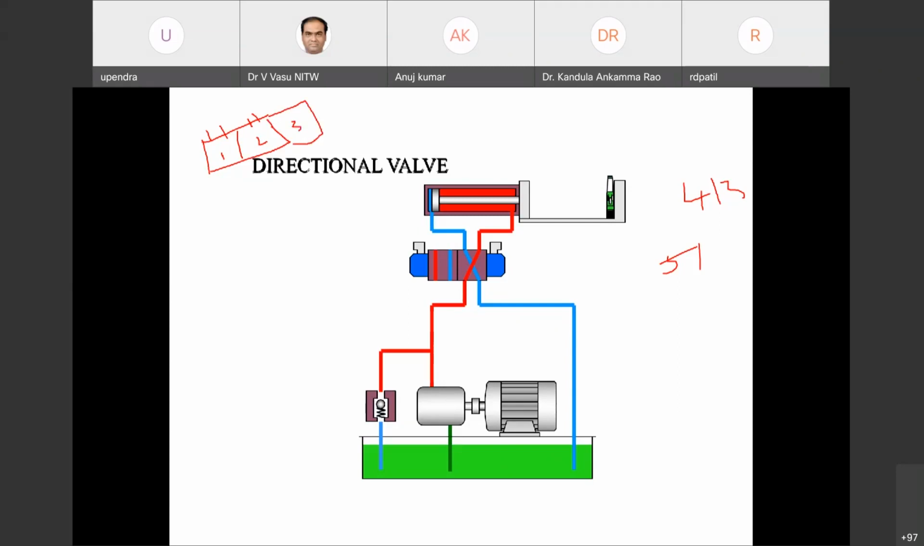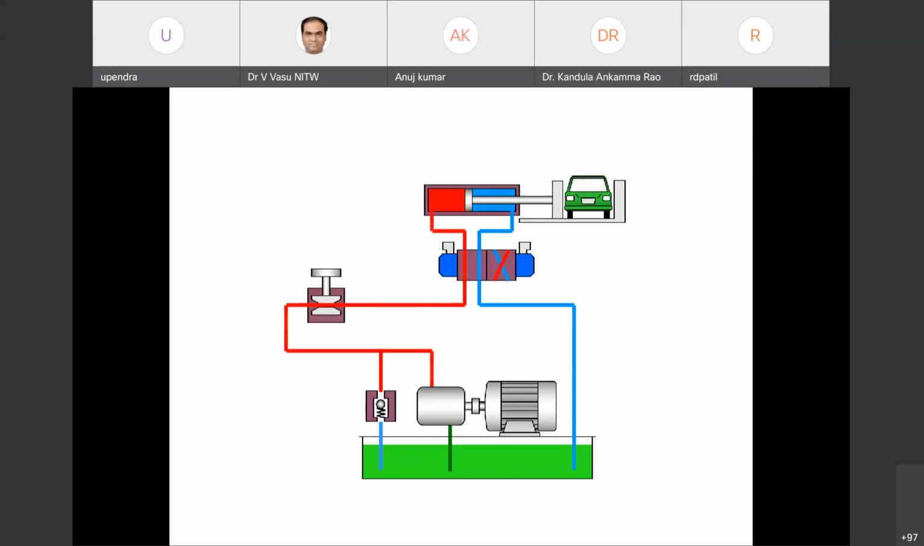Okay, so like that we have different direction control valves, and these positions, position 1, position 2, and position 3, can be generated by using the solenoid valve actions. If this particular solenoid valve is activated, this position is activated. If this other solenoid valve is activated, this position is activated. Okay, so this is another important type of direction control valve that is required.